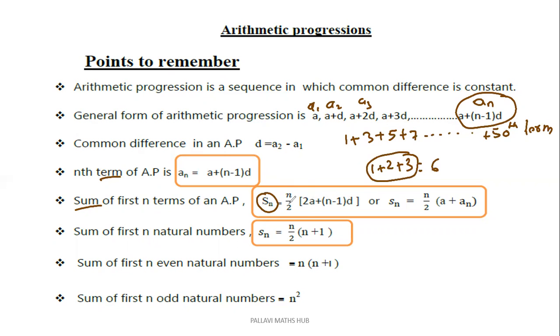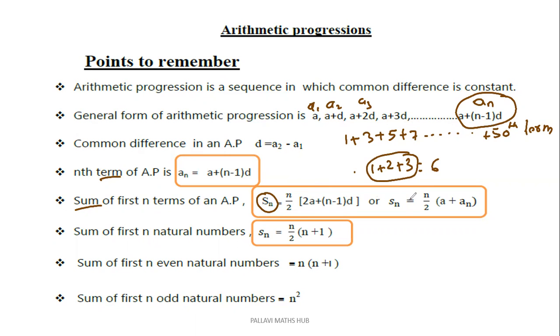As usual, n means the number of terms. Here 50 terms are there, so the n value is 50, and a means the first term. d means the common difference, a2 minus a1. So this is for finding the sum.